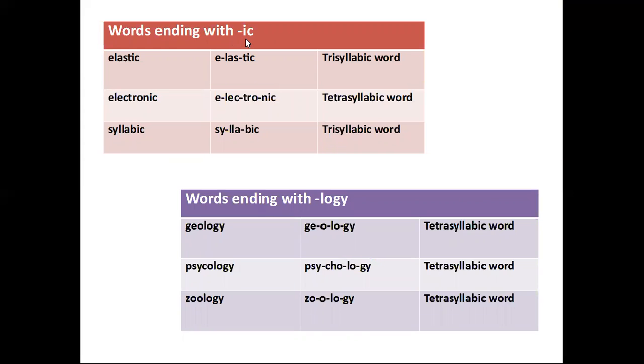Words ending with IC, elastic, electronic, syllabic. So elastic, it has trisyllabic word. Then electronic, it has tetrasyllabic word. Then syllabic, it has trisyllabic word. So these words are ending with IC.